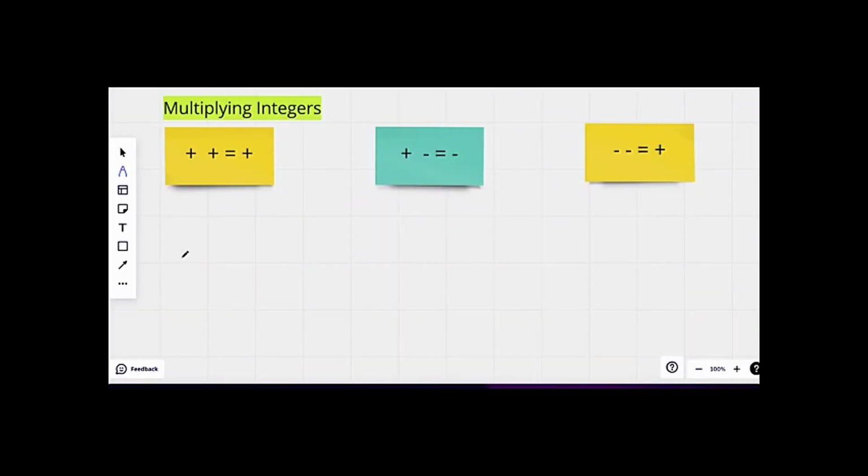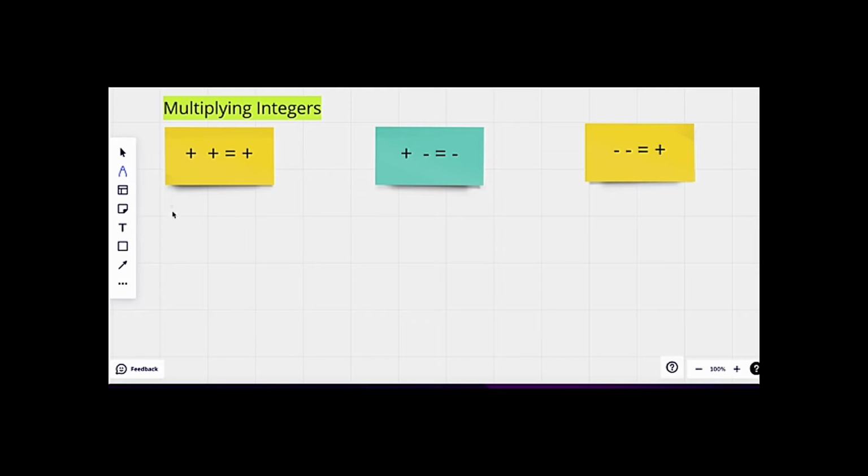Multiplying integers. When we're multiplying integers, there are three rules we always need to remember. The first one is a positive times a positive is always a positive. Then we see a positive times a negative is always a negative. And a negative times a negative is always a positive. So let's practice some of that.